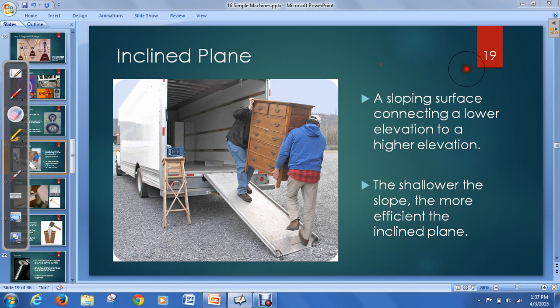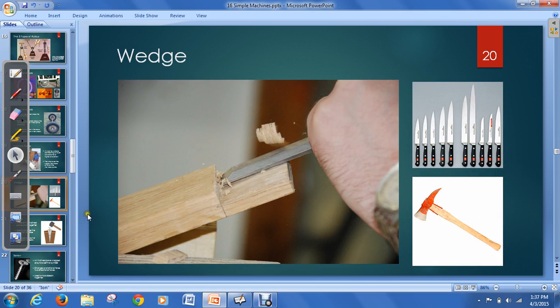And so the shallower it is, the more efficient or easier it is to travel along that inclined plane. Okay. And again, just any type of ramp. Stairs, I wouldn't count stairs as an inclined plane. They're kind of a variation of an inclined plane, but just any flat ramp I would usually consider an inclined plane. Okay. And then we have wedges.